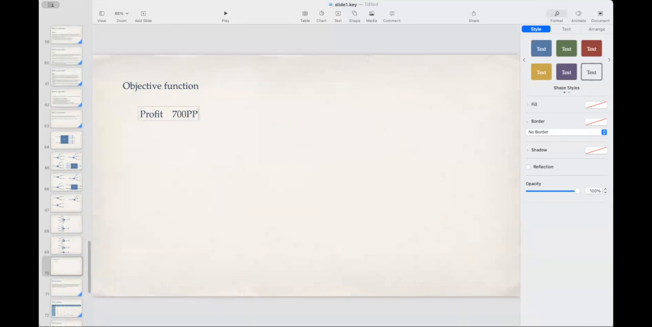700 PP plus what else? 600 RP plus 400 JF. Sorry. 300, 350 FO plus 150 L. Okay, good. This is the profit.